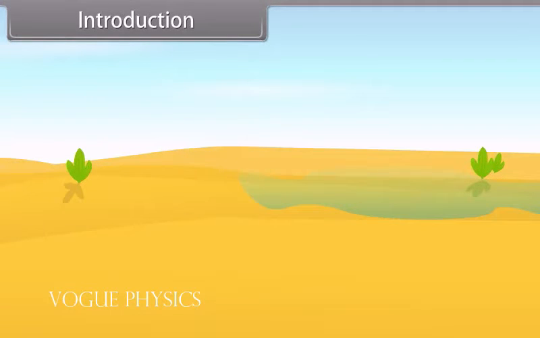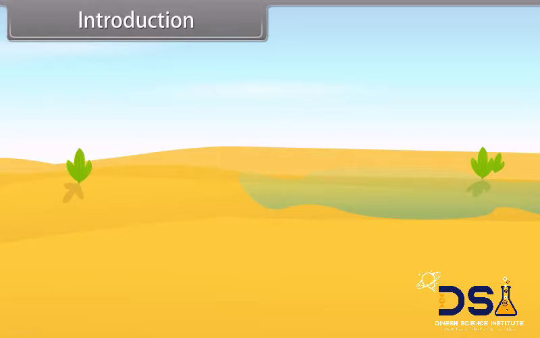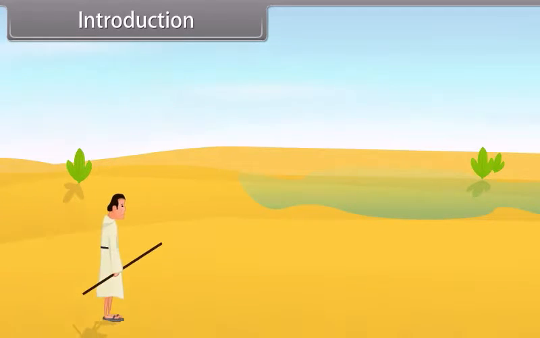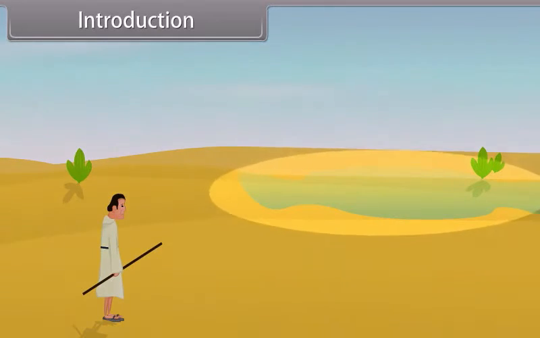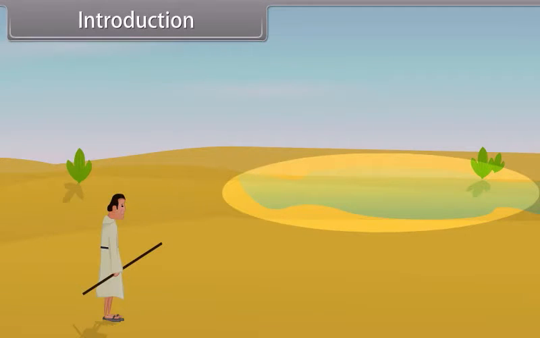Hey kids, today we learn ray optics and optical instruments. You must have heard that in a desert one may see a misleading appearance of water at a certain distance. So now the question arises: why does it happen? The answer is that the illusion of water is due to total internal reflection. It is an optical phenomenon that creates the illusion of water with inverted images of distant objects.